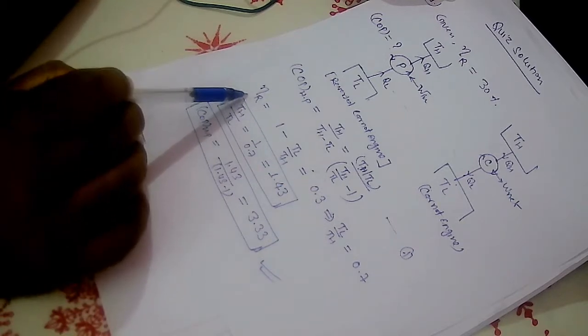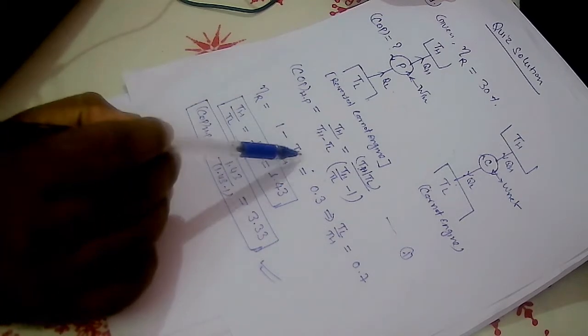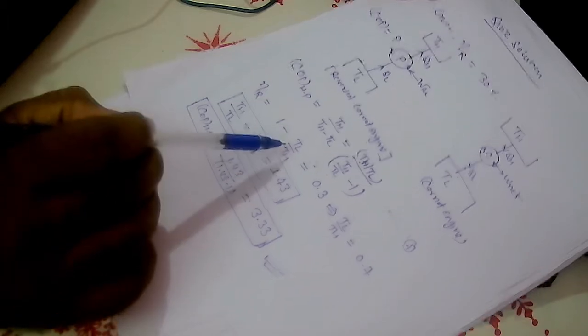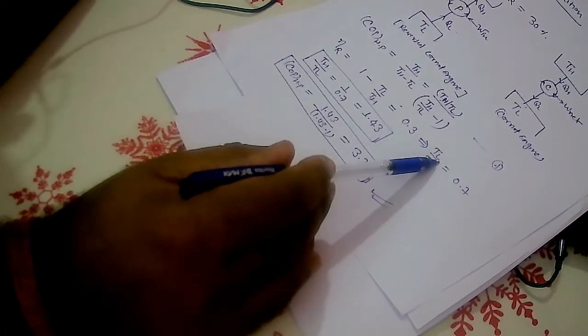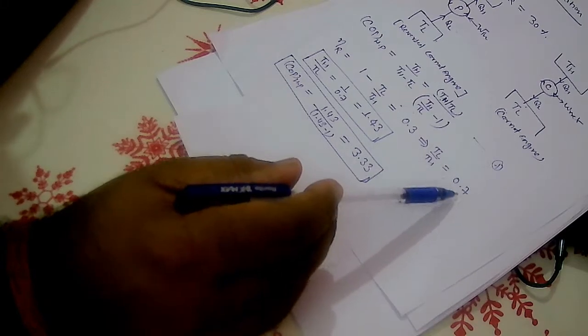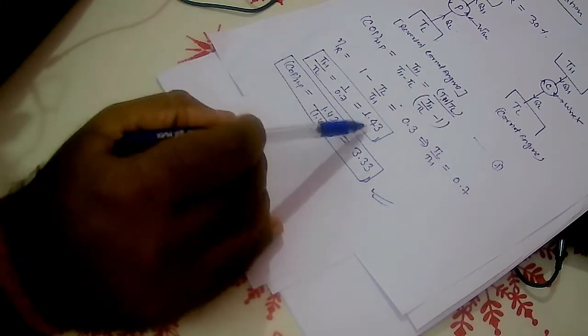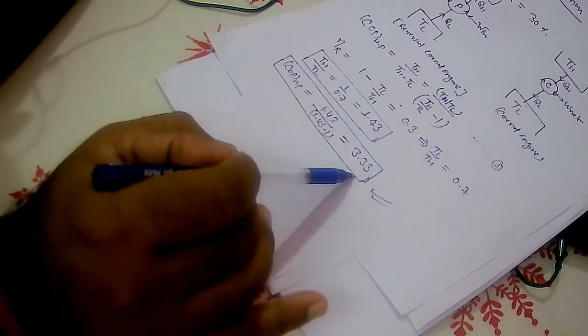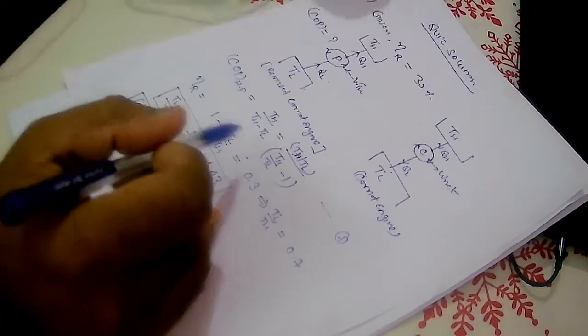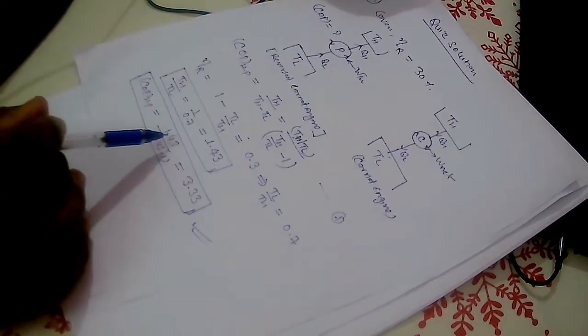The efficiency of a reversible engine is 1 minus T lower divided by T higher. From here, by substituting the value of efficiency as 0.3, we got T lower by T higher as 0.7. So from here we can write T higher by T lower as 1.43. Substitute this in equation number 1, we get 3.33. So this is the first problem which we have solved.